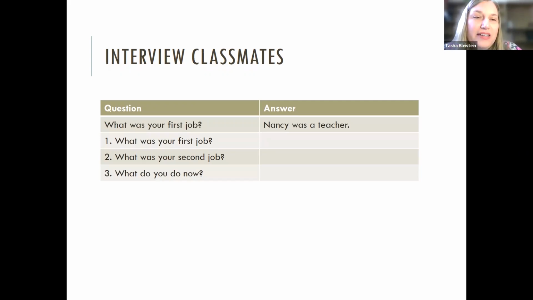And then they move on to asking questions. What was your first job? And they go around and they ask the other learners about it. So that's an example of how you can put a grammar lesson together. Don't feel intimidated by grammar. You don't have to have all the answers. You can always say, well, let's look that up. And then you find the answer and you can share it with them.